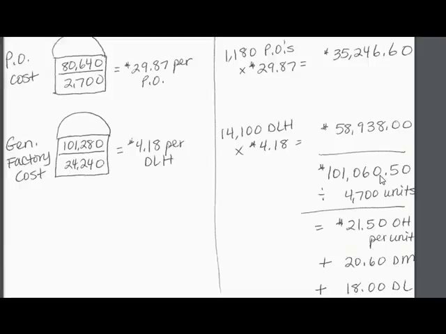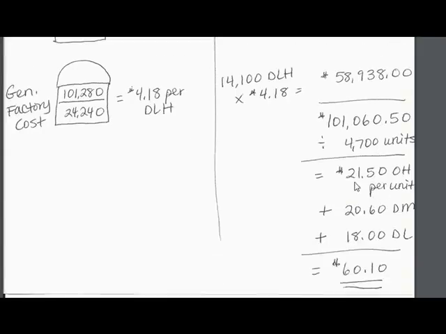We have to convert this to a per unit amount because that's what we're asked for in the problem. So we're going to divide by the number of units of product C to get our $21.50 in overhead per unit. Finally, to finish the problem, since the problem asks for unit product cost, we'll add the direct material cost per unit and the direct labor cost per unit.